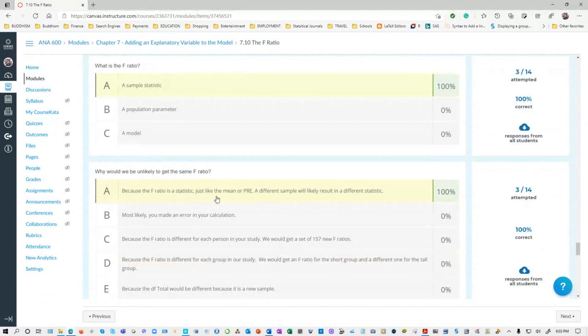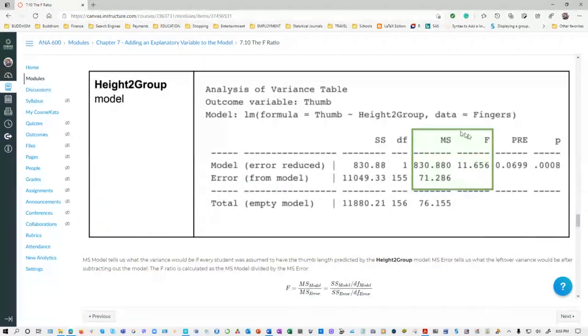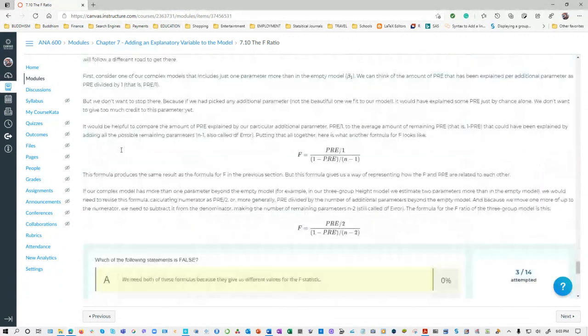Because of that, F ratio statistics, just like the mean, a different sample will result in different statistics. If you get another sample of the same size of 157 and calculate, you're going to get a different value each time. All of these are going to change. That's why they are called statistics. So I explained this one.